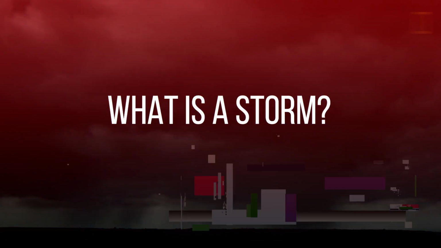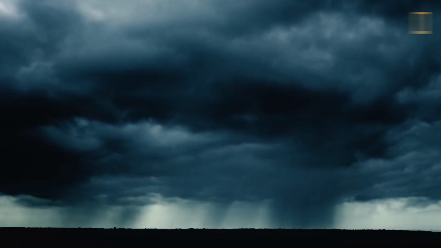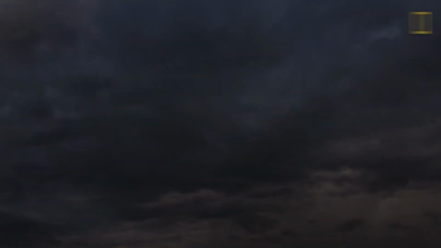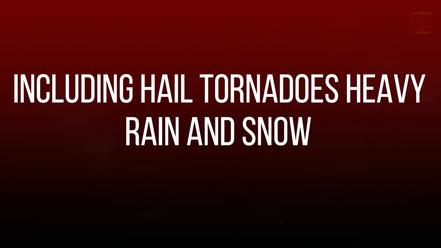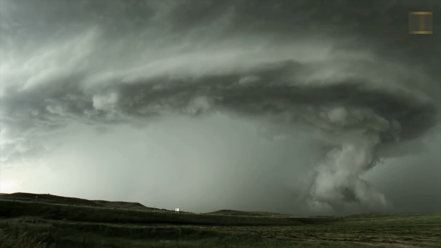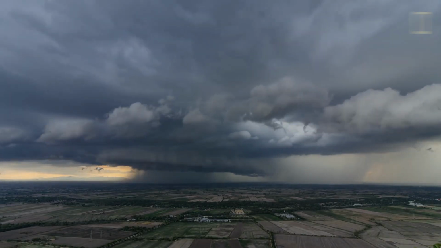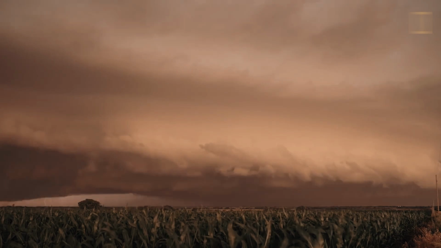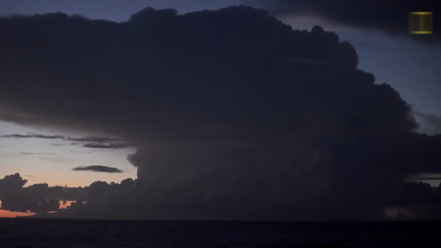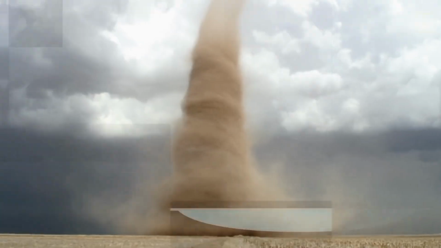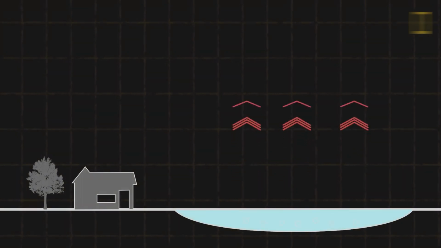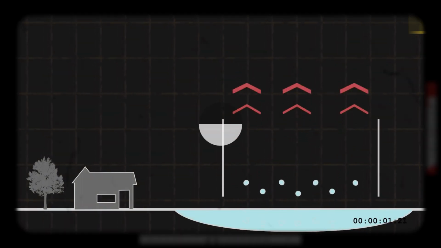What is a storm? Storms are atmospheric disturbances that cause severe weather, including hail, tornadoes, heavy rain and snow, strong winds, lightning, and thunder. There are calmer storms that provide much-needed rainfall for aquatic life, plants, and animals. Examples of these storms are rainstorms. Yet storms may also be quite harmful.